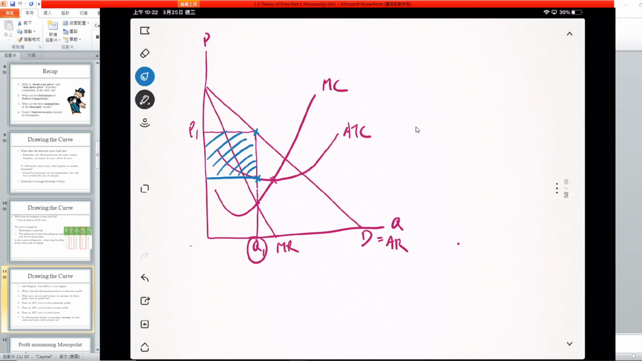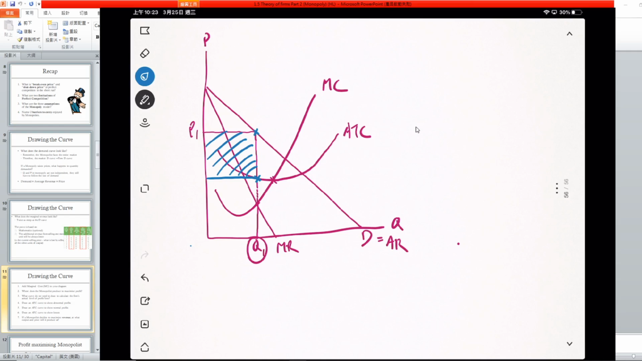As long as at Q1 the AR, the average revenue, is higher than the average cost curve, higher than AC, then you will get an economic profit right here. So with that being said, if we want to find a normal profit, we just have to simply, well, let me use another color.